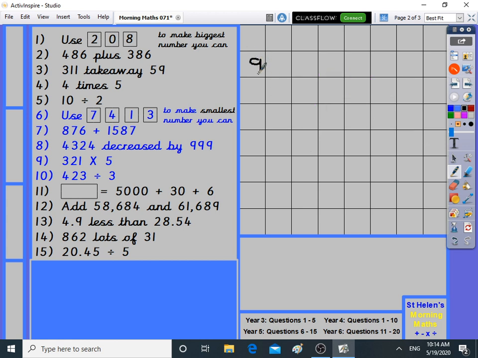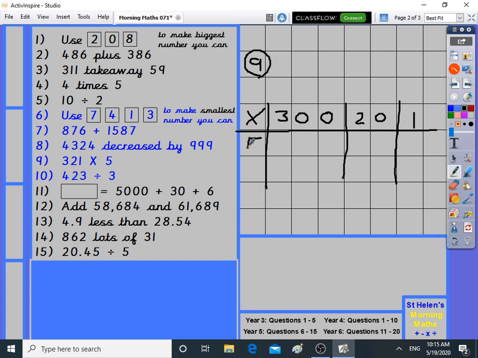321 times 5. Okay, grid method. 321 becomes 321 like that. And it's smashed up. Partitioned. What do we multiply by? 5. 321 times 5. Okay. In this first box, this will be the biggest part of the answer. 5 times 3 is 15. 2 zeros to place. 1,500 that's going to be.